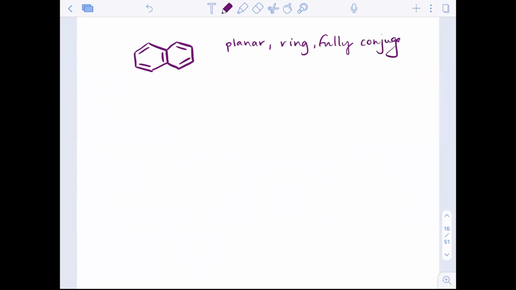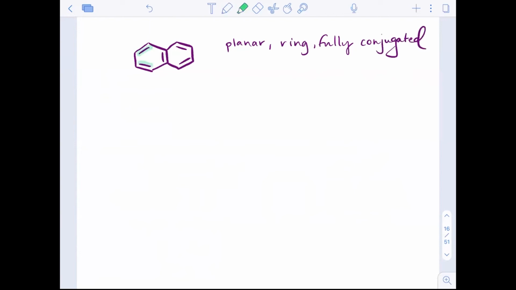Let's take a moment to just talk a few more examples. This is naphthalene. It is a polycyclic aromatic hydrocarbon, but let's prove it, okay? It is planar. It is a ring. It is fully conjugated. There are no atoms that are not sp2 hybridized.